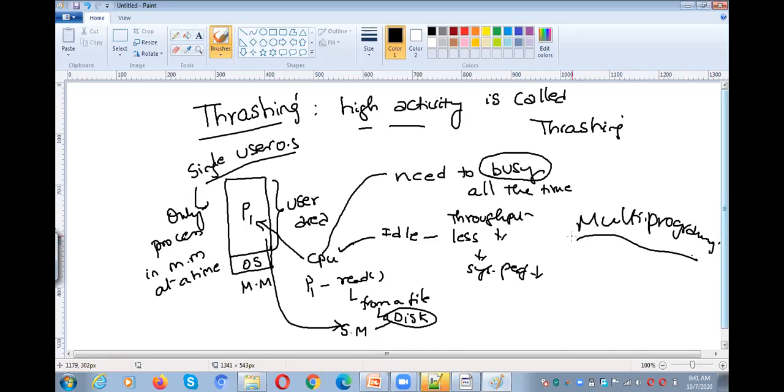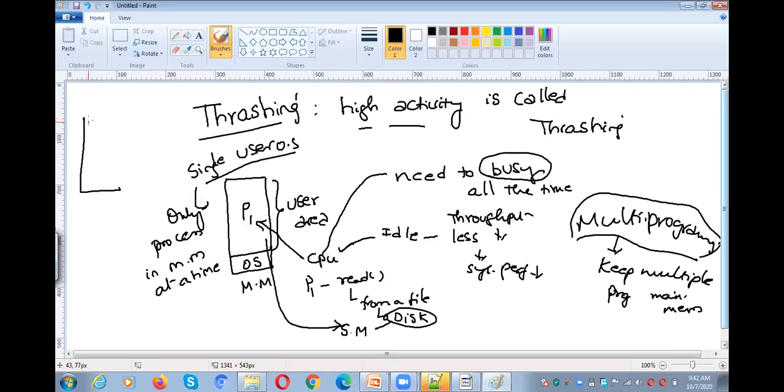With the help of multi-programming, what can we do? We can keep multiple programs in the main memory, rather than a single process like P1. Earlier there was only one process, P1, in the main memory. Now you can keep multiple programs in the main memory with the help of multi-programming. Earlier it was a single user operating system, only one process available in the main memory, but with that we have a problem like CPU idleness.